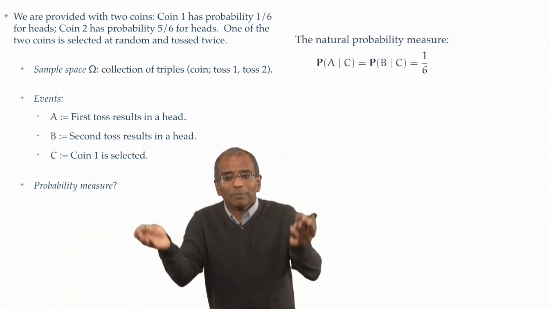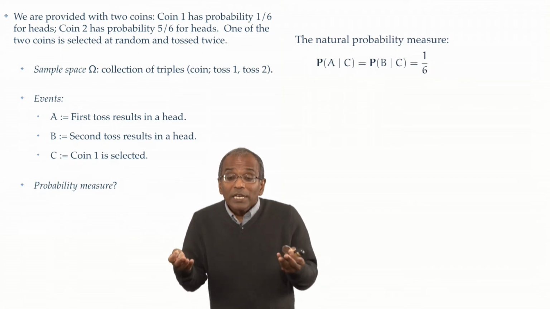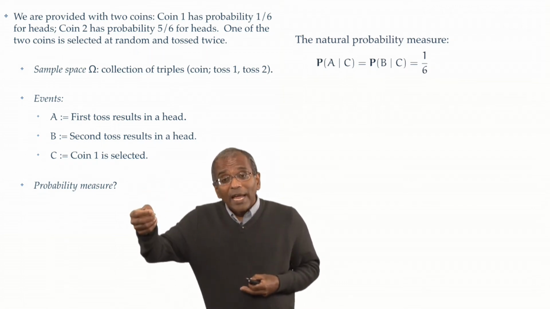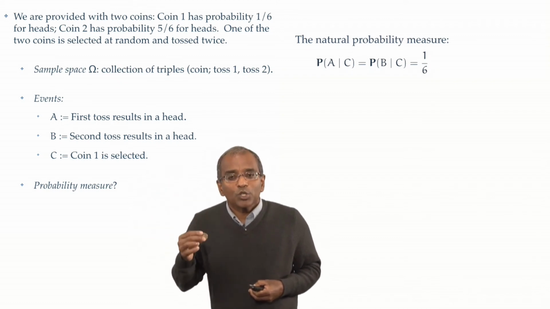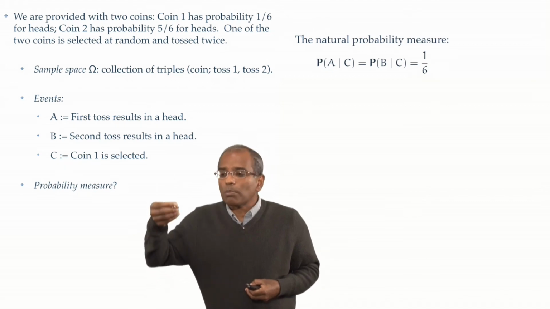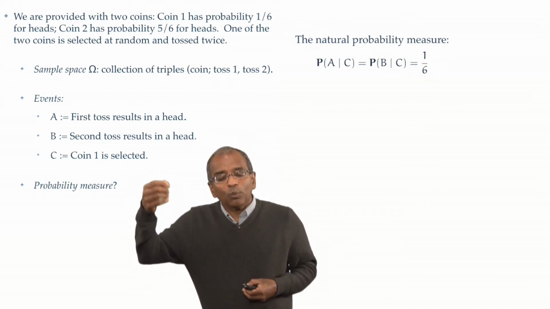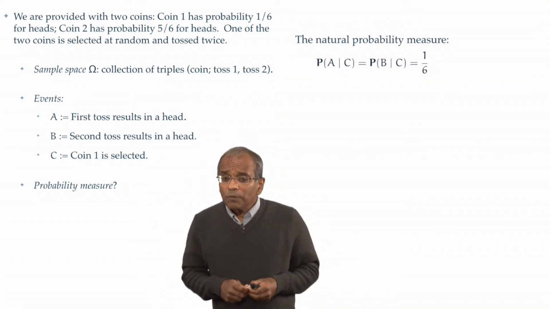Mathematically, we want to put all this verbiage into a succinct encapsulation. And what we're really saying is the probability of A given C, the probability of a head given that coin 1 is chosen, is 1 in 6. And this is the same as the probability of a head given that coin 1 is chosen on the second toss of that coin. So far, so good.